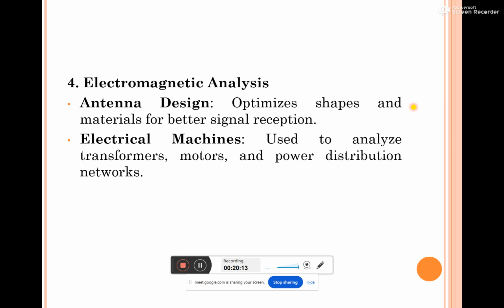And also electromagnetic analysis, where you can optimize different materials and specify different material properties related to the antenna, and those different parameters you can optimize. And electrical machines related things also you can analyze.